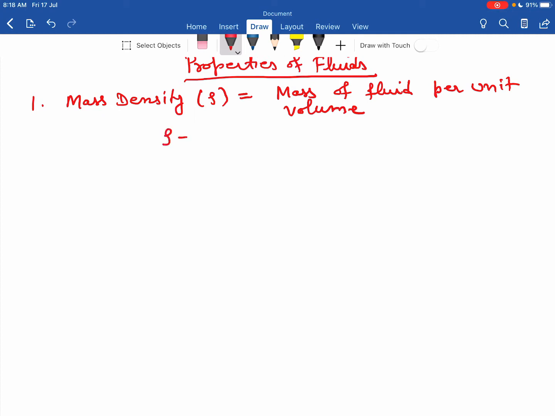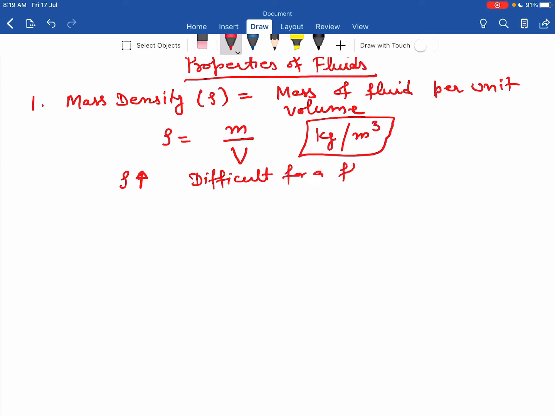Okay, so the formula for rho is m upon v. Now its SI unit is, for mass the unit is kg and for volume the unit is meter cube. So this is its SI unit for mass density. So the greater is the value of rho, the more difficult it is for a fluid to flow. Okay. Now the density of water is 1000 kg per meter cube.